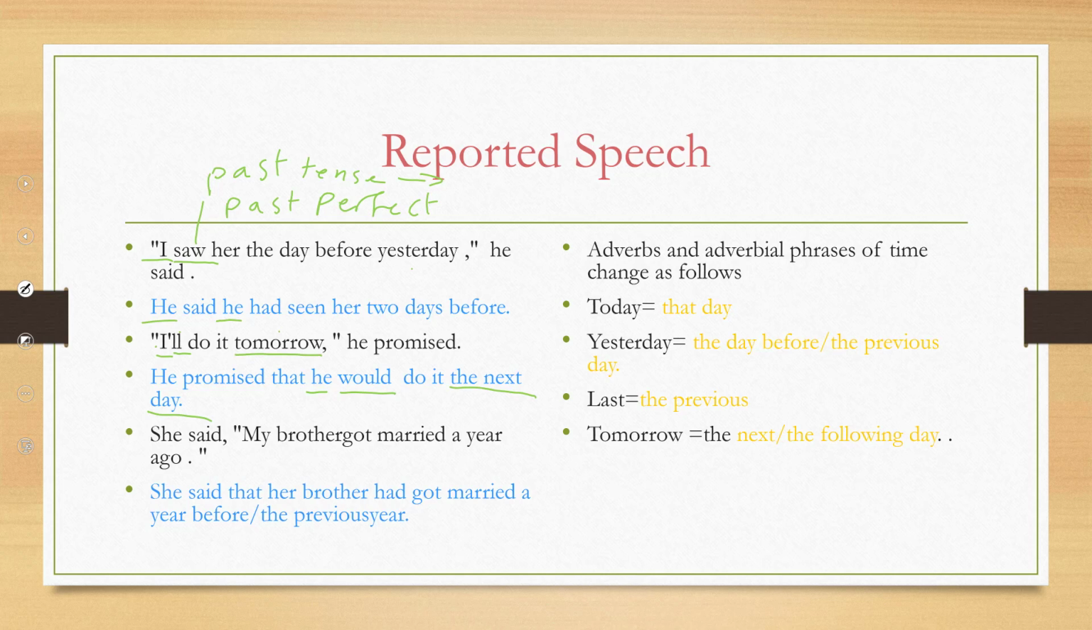She said, my brother got married a year ago. She said that. Instead of writing my, we said her, because she. Brother. Got, it's past tense. It changed into past perfect. Her brother had got married a year before. Or we can say the previous year. We can say year before or the previous year.